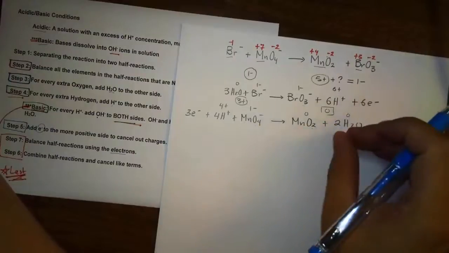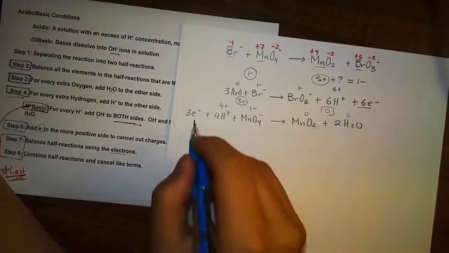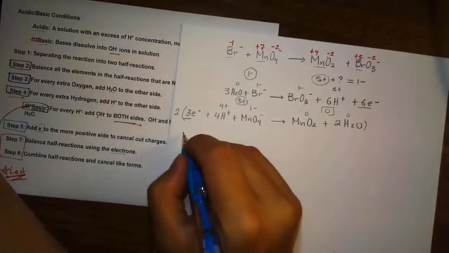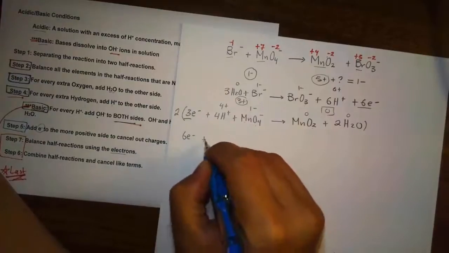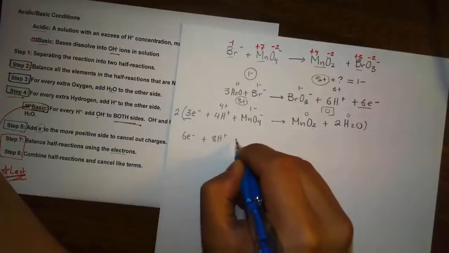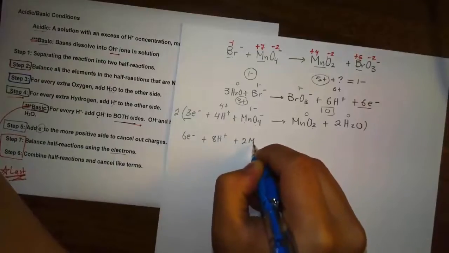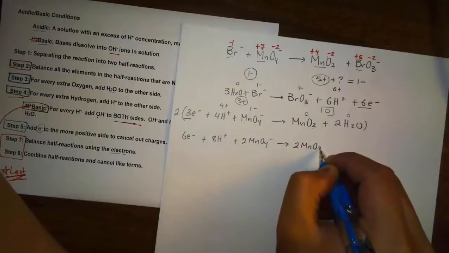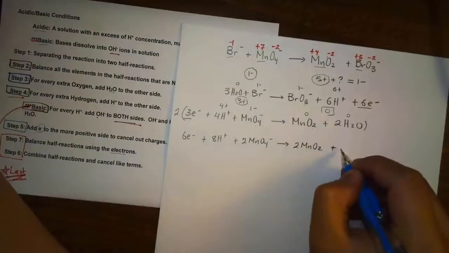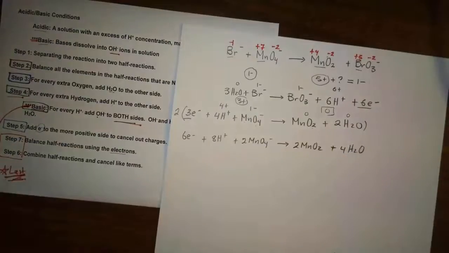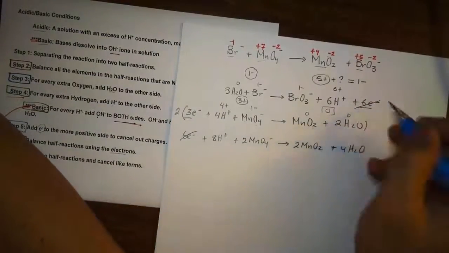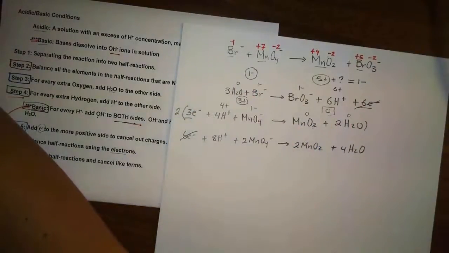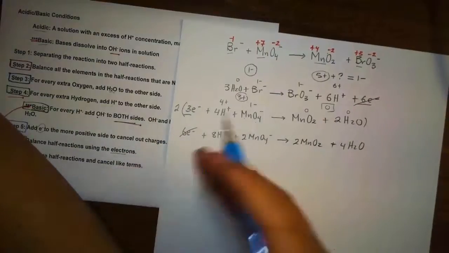Now let's combine the half cells together. Notice how we have 6 here, we have 3 there, so we have to multiply this whole entire thing by 2. So we have 6 electrons plus 8 H+ plus 2MnO4- equal to 2MnO2 plus 4H2O. Now the electrons cancel each other, okay? And if you happen to find electrons on the same side, just flip one of them and that's it. So in this case, they're on opposite sides, they cancel each other out.